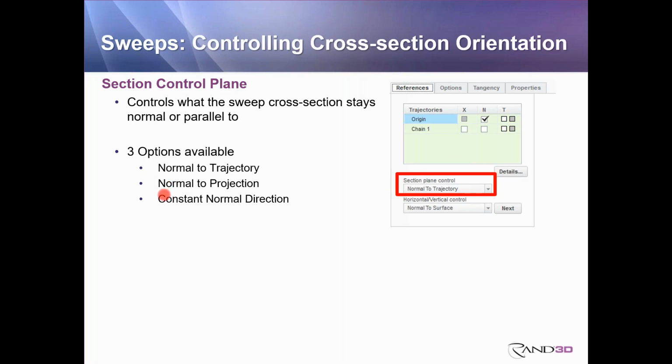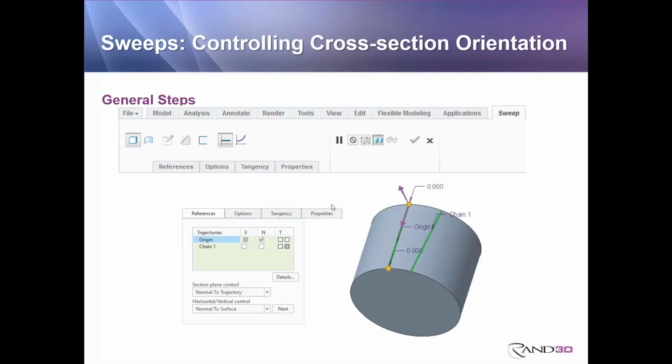Now, if I don't want to use one of those trajectories, then I could come over here and say normal to projection or constant normal direction. And then it would let you pick another item that you wanted to stay normal to. This could be another curve, or a datum plane. The only real difference between these 2 choices is that with normal to projection, you pick what you want to be perpendicular to. If you say constant normal direction, you pick what you want to be parallel to as you sweep along. And again, I'm going to give you examples of all these in a couple minutes in the demonstration part. So those are the 3 choices you'll get to control what you stay normal to.